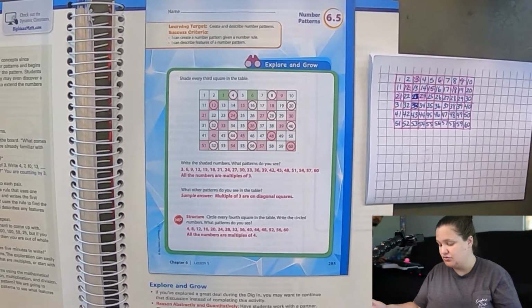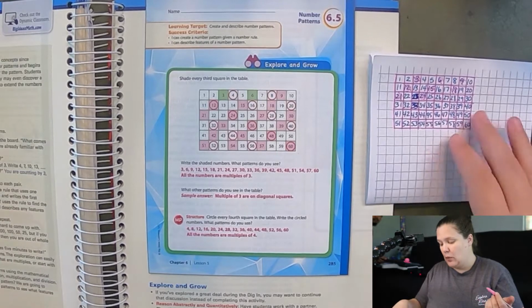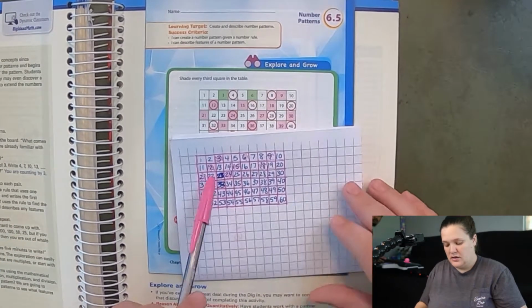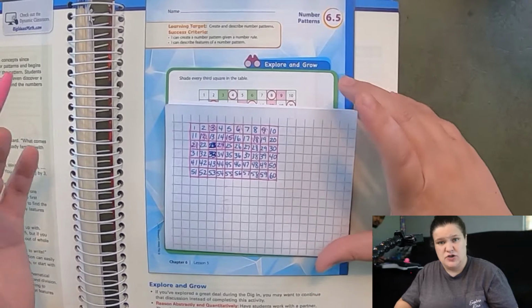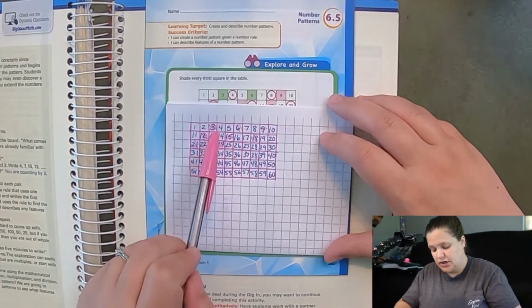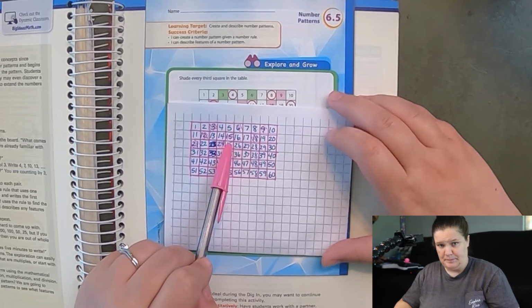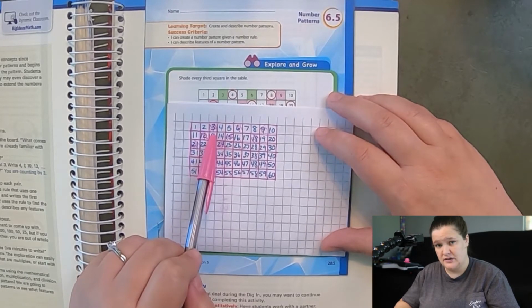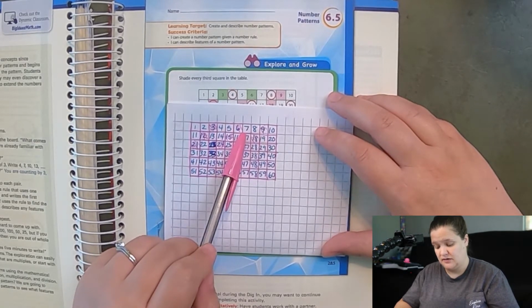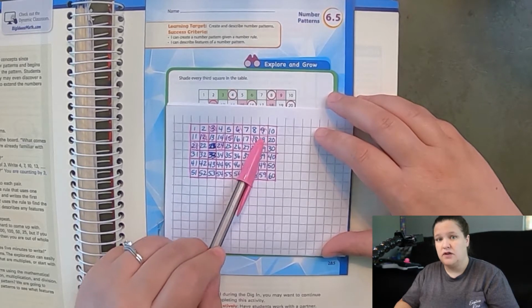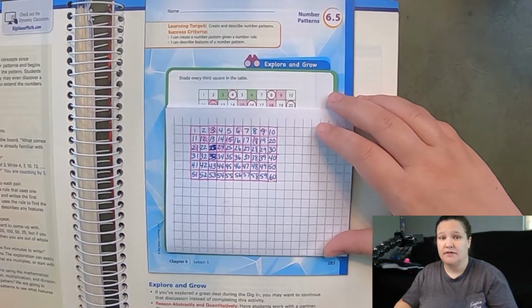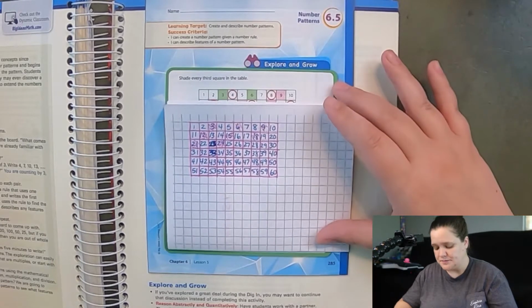What patterns do you notice? Well, I've just done the first few, I haven't done them all. But if you look, we have 3, 6, 9, 12, 15. 1 times 3 is 3. 2 times 3 is 6. 3 times 3 is 9. These are all multiples of 3. So it's one of the patterns.